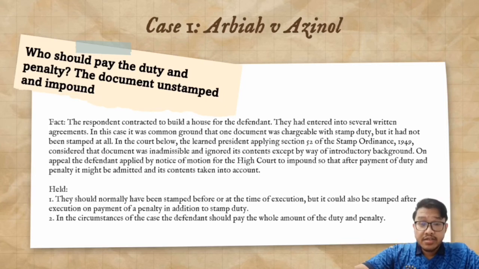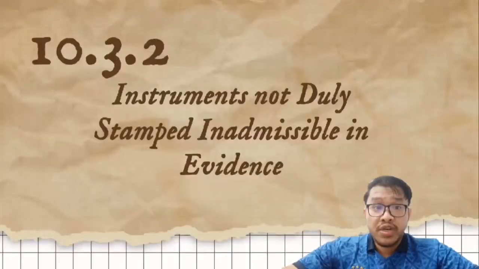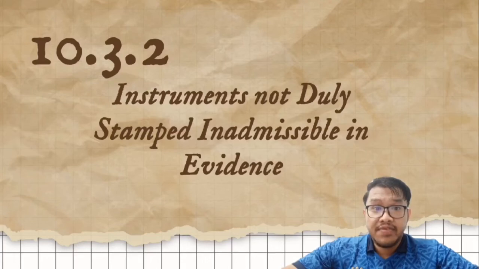In the case of Arbiah versus Azinol, the court held that the document should normally be stamped before or at the time of execution, but it could also be stamped after the execution upon payment of the stamp duty. In the circumstances, the defendant is the one who should pay the whole amount of the penalty and also the duty. Next, we go to the next one, which is the instrument not duly stamped being inadmissible in evidence.